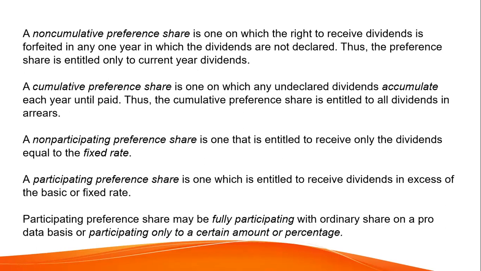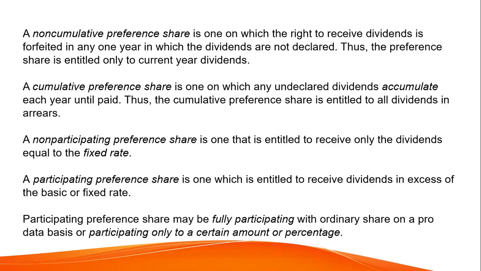Second, a cumulative preference share is one on which any undeclared dividends accumulate each year until paid. Thus, the cumulative preference share is entitled to all dividends in arrears. So you have to consider all dividends in arrears. A non-participating preference share is one that is entitled to receive only the dividends equal to the fixed rate.